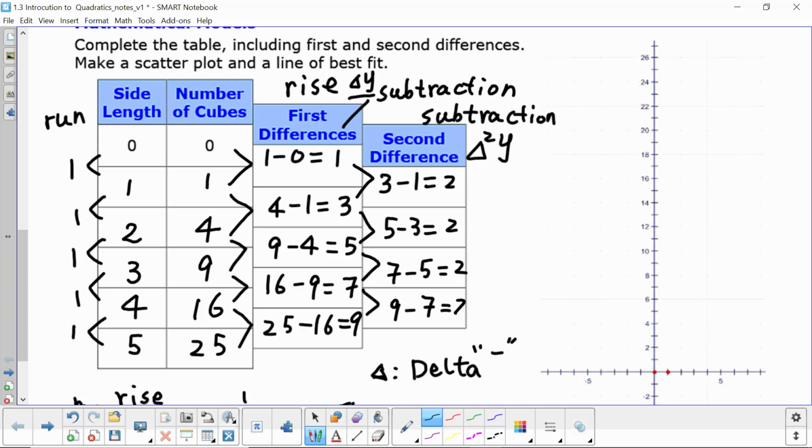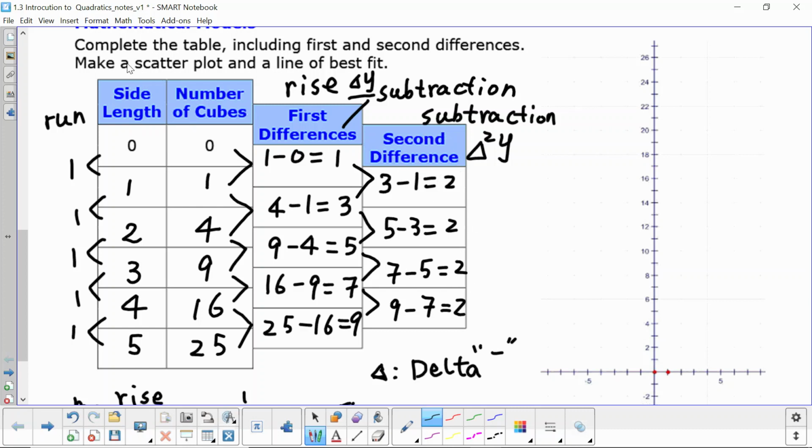Then you will see for our model, they have a pattern. The second differences are same. And this is an important property for quadratic. After we fill in this one, we find the first differences, second differences, then we know for our model, it has a pattern, second differences are same.